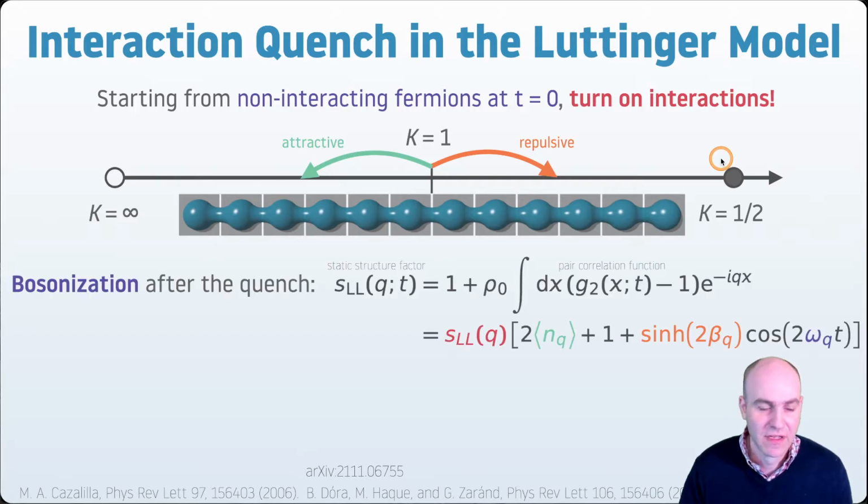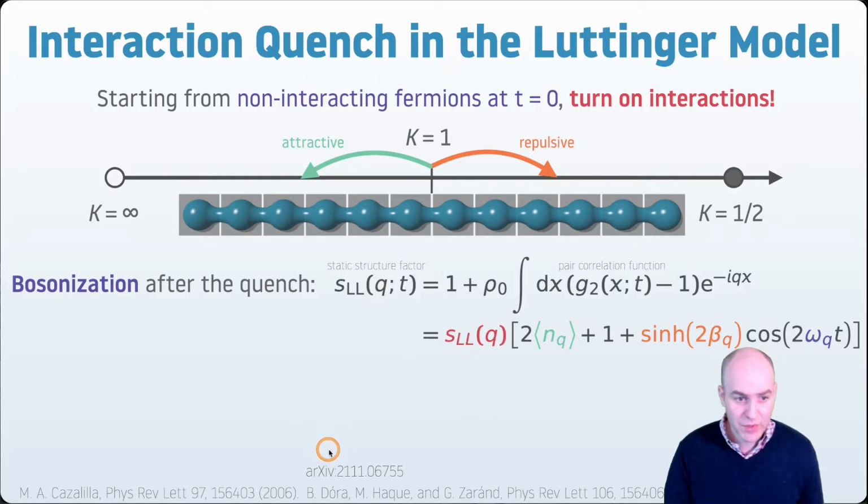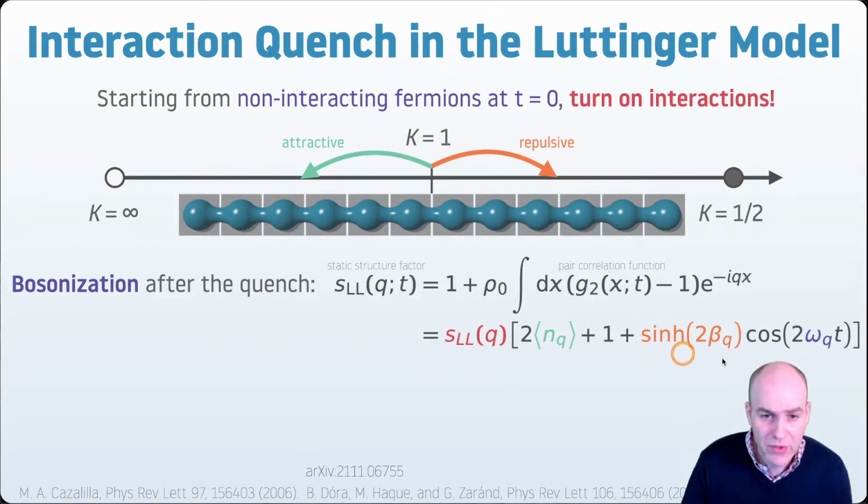We can bosonize after the quantum quench at short times, and essentially compute the Fourier transform of the density-density correlation function, the pair correlation function G2. This gives us the waiting time dependence of the static structure factor. And what we show here is that within bosonization, this has a very nice form. It has some equilibrium Luttinger liquid piece, and in particular, it's an oscillatory function with an offset that's connected to these density wave occupations, this boson occupation, exactly what we need.